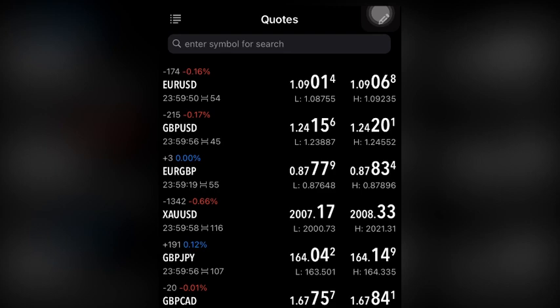Now to the right of the screen, you can see the first number, 1.0901, with the 1 raised to the power of 4. Now to the right of the screen, you can still see 1.09068.